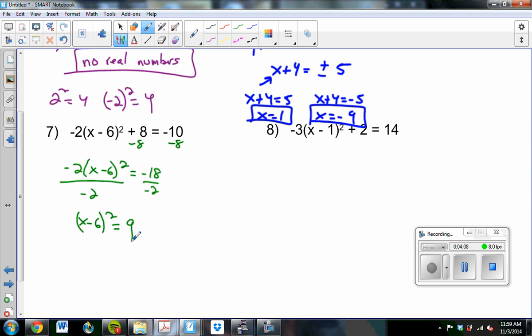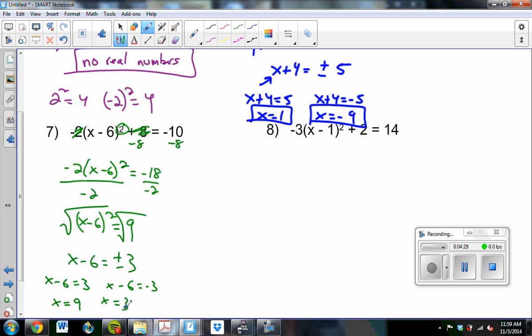Now that I've got the square all by itself, without any addition or multiplication in front of it, I square root both sides, and I get that x minus 6 equals plus or minus 3. So I do x minus 6 equals 3, and x minus 6 equals negative 3. I get that x equals 9, and that x equals 3.